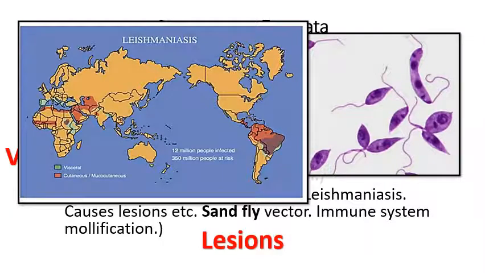So these are the areas in the world where leishmaniasis is endemic. Right? British Columbia, Canada, we don't have to worry about it. Central America and South America, they do. Parts of Africa, parts of South Asia have to worry about it.